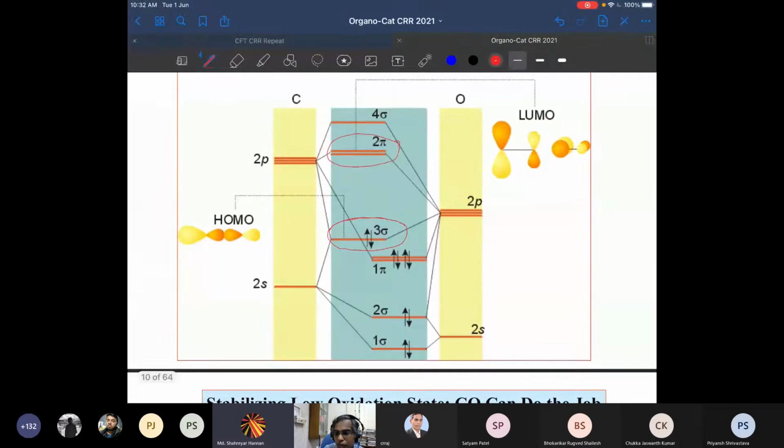Sir, highest occupied molecular orbital should be 1 pi because 1 pi has 4 electrons. Highest occupied in energy level, not number of electrons. It should be 3 sigma because it is the highest in energy. Yeah, I talked about this. I encircled it in red color. That is the highest occupied molecular orbital. What's your doubt?